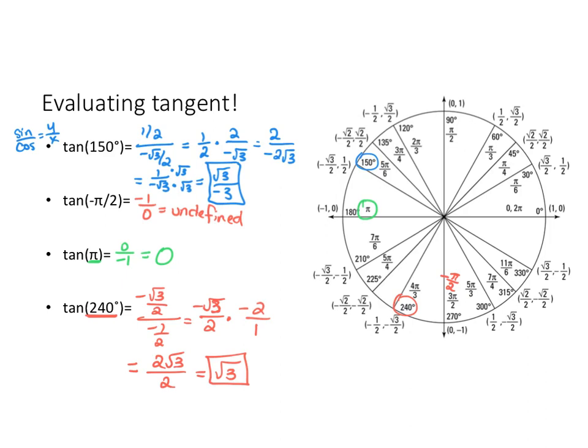Okay, make sure when you have 0 in the denominator, we're using the word undefined. So tangent at negative pi over 2 is an undefined value, whereas 0 divided by negative 1 is just 0. So tangent at pi has a value of 0. For tangent at 240 degrees, I did the y value divided by the x value, multiplied by the reciprocal. 2 negatives became a positive when multiplied. I reduced my 2 over 2, and I got square root of 3. The square root of 3 is not in the denominator, so it does not need to be rationalized. So this can be my final answer.